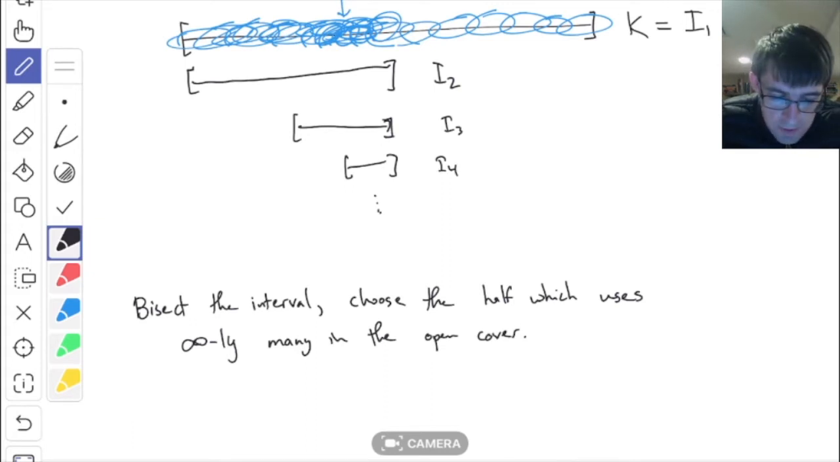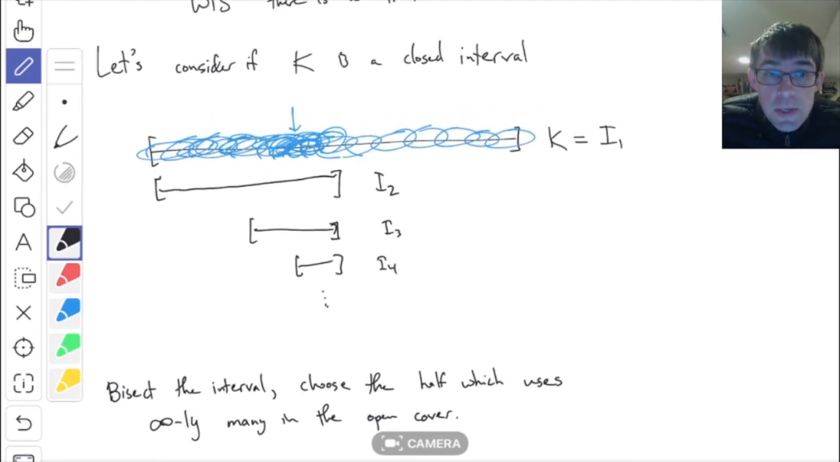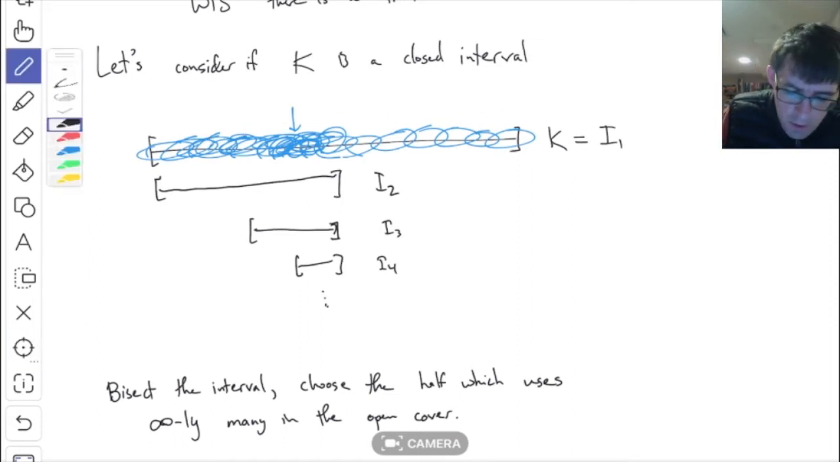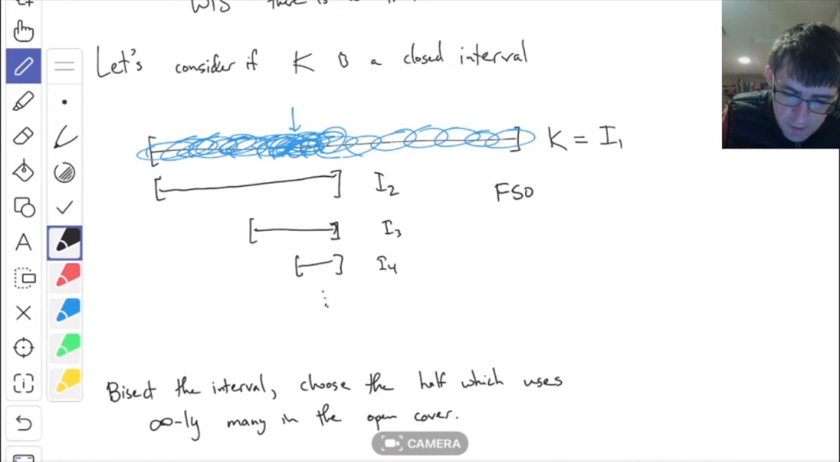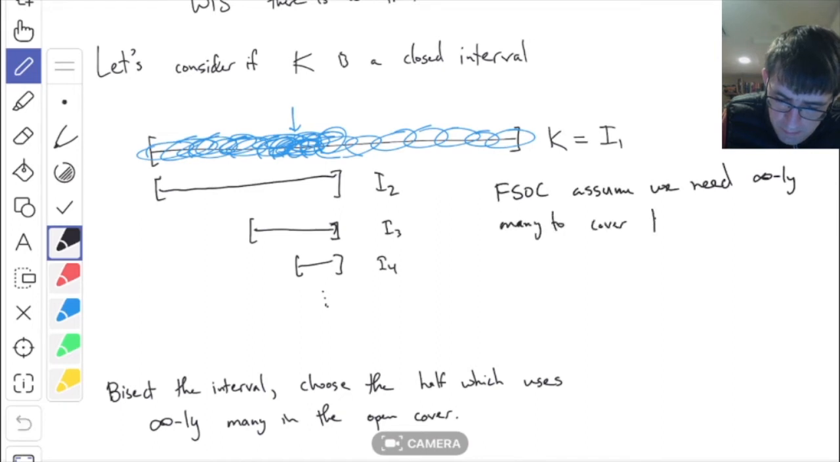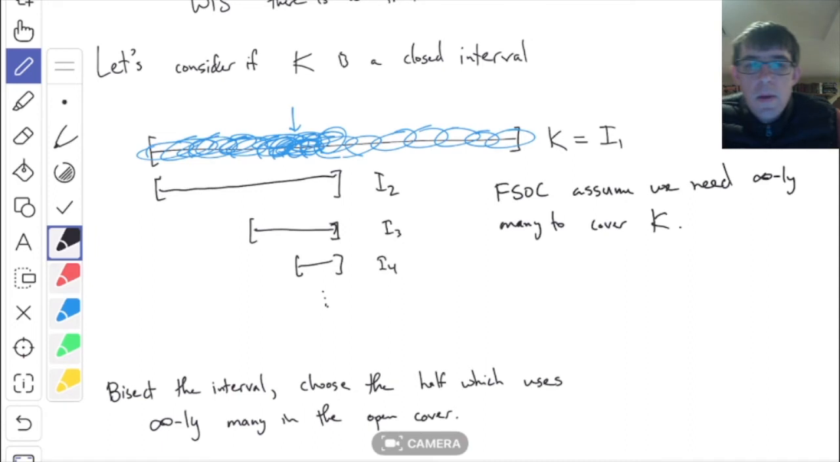Now, we have to demonstrate that somehow you can do this using only finitely many sets, like only finitely many of these original sets are necessary to cover K. So the argument will go something like this. For the sake of a contradiction, assume we need infinitely many of these sets. All right. But then we do this interval bisection. At each stage, we choose the half which requires infinitely many sets in the open cover.